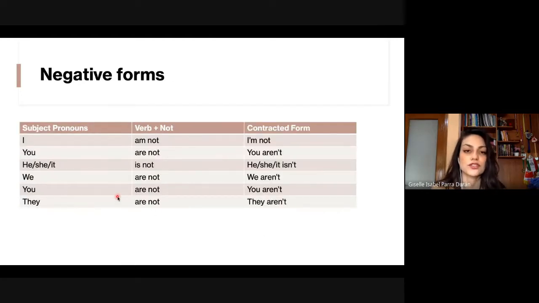And for the negative forms, we're going to add the word not or use the contracted form. I'm not, you aren't, he, she, or it isn't, we aren't, you aren't, and they aren't. Okay.